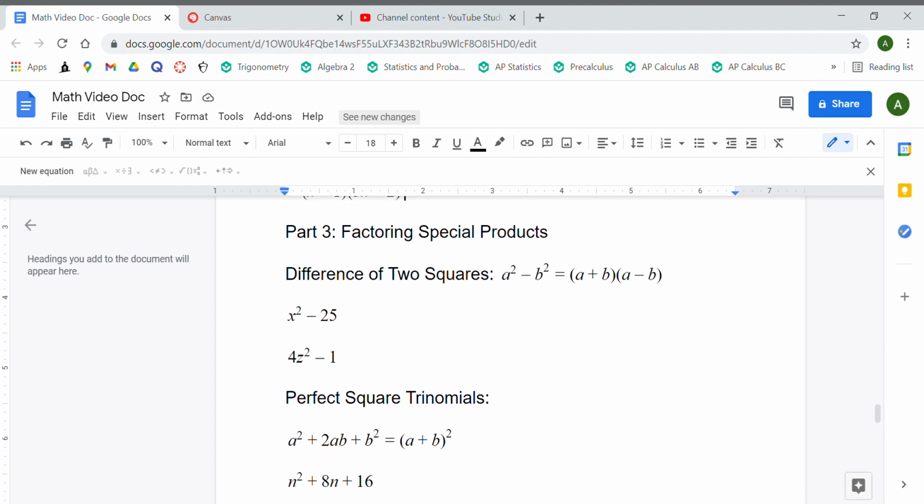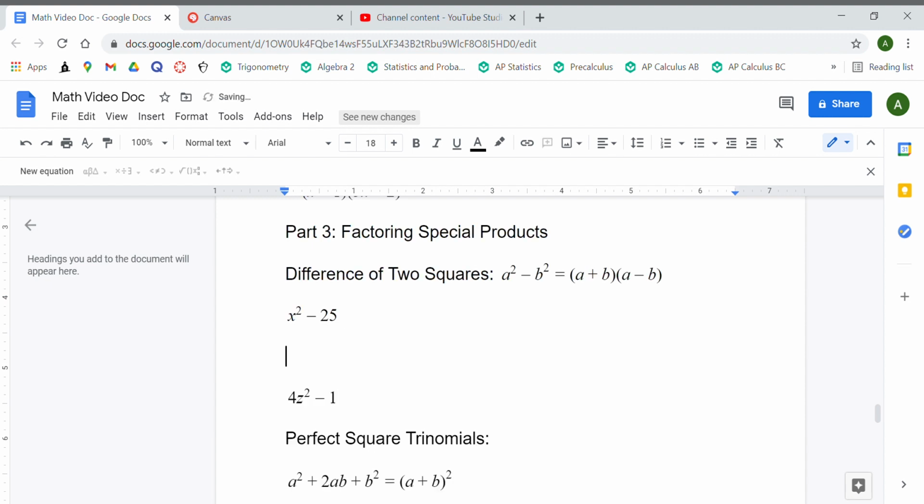So we're going to be learning 2 different patterns today. The first one is difference of 2 squares. If you have a difference of 2 squares, you need to use the sum and difference pattern. Remember that pattern? So this is pretty much the reverse of that pattern.